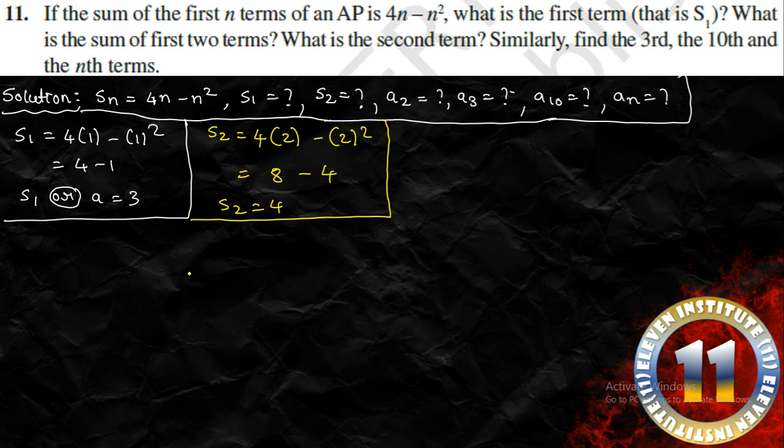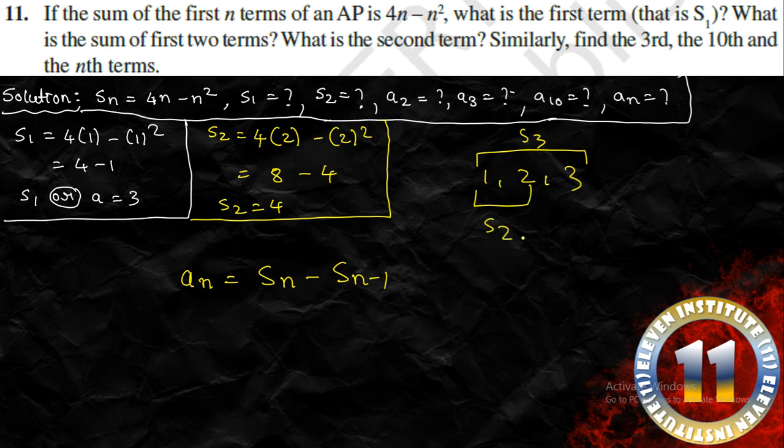See, we have learned a formula like this: an is equal to Sn minus Sn minus 1. Remember, suppose there are three terms. The total of all three is S3. The total of these two is S2. If we subtract S2 from S3, what we will get? We will get the third term. So we got the formula a3 is equal to S3 minus S2. Similarly, a5 is equal to S5 minus S4, and finally we arrived at this general formula. So simply we have to use that over here.